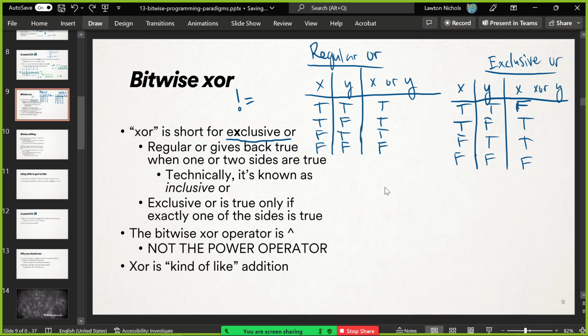So, all right, here's my example. 1, 0, 1, 1, exclusive ORed bitwise with 0, 1, 0, 1. So the answer is going to be, well, this is 1 exclusive ORed with 1, which is false. So 0 there. These two are different, so a 1. These two are different, so a 1. And these are also different, so a 1.